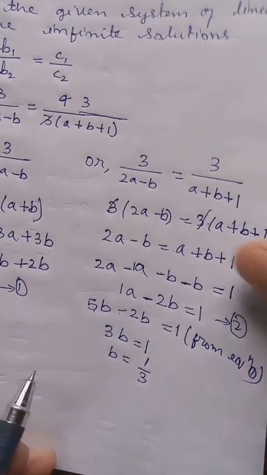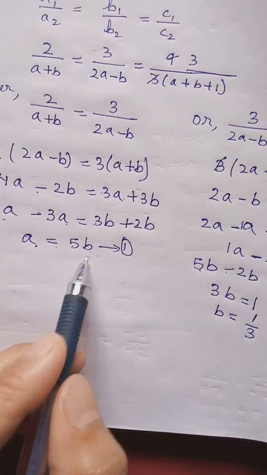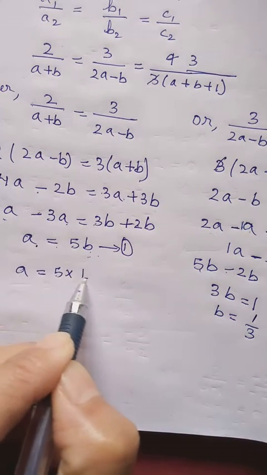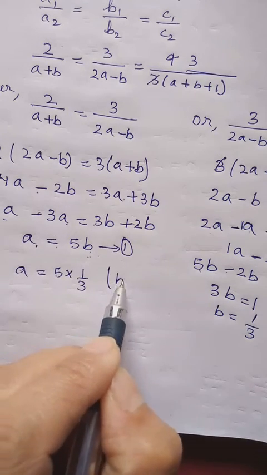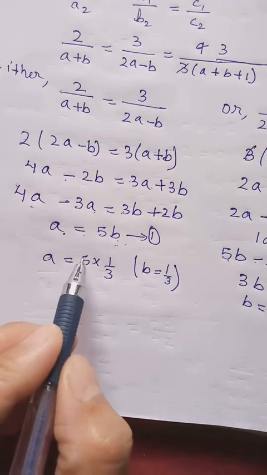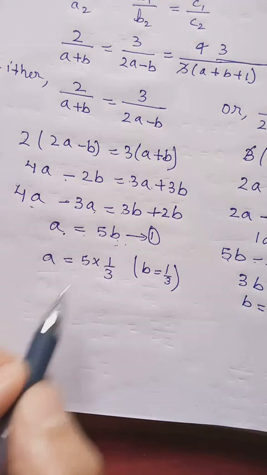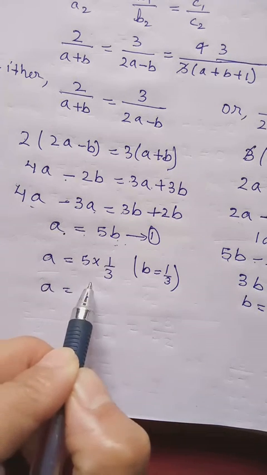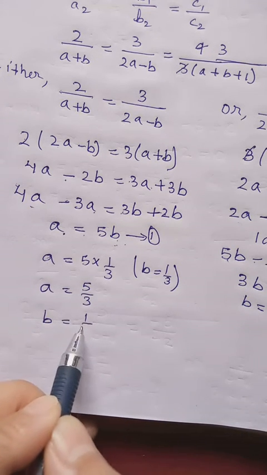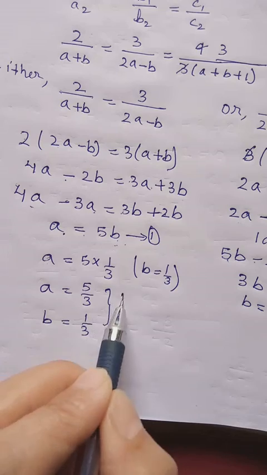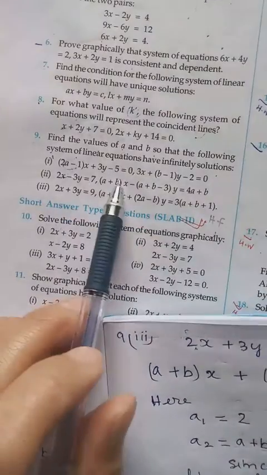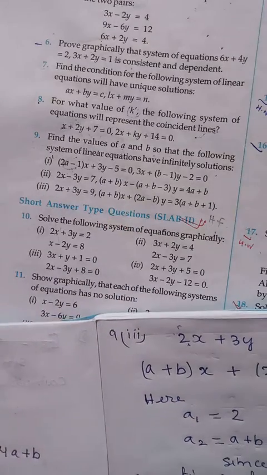Now we get B. We have to find the value of A. So we substitute it here. A equals 5 into 1 by 3, because we already know B equals 1 by 3. Here we cannot cancel, it will remain like that. 5 into 1 is 5. So the value of A is 5 by 3 and the value of B is 1 by 3. We get them both, so these are the answers. With this, slab 1 is completed. Slab 2 we will do in the graph.